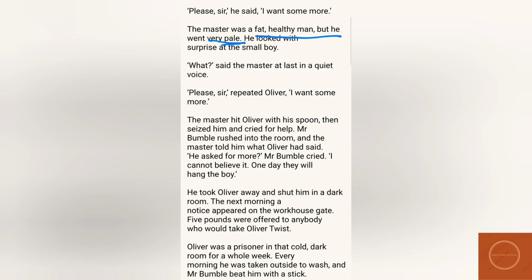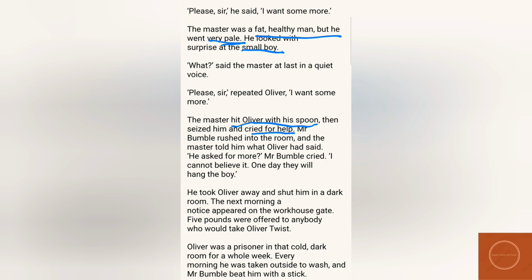He looked with surprise at the small boy. Who was the small boy? Oliver Twist. What, said the master at last in a quiet voice. He was too astonished to see a small boy ask for more soup. Please, sir, repeated Oliver, I want some more. The master hit Oliver with his spoon, the spoon with which he was serving. He hit Oliver and then he seized him. He caught him and cried for help.